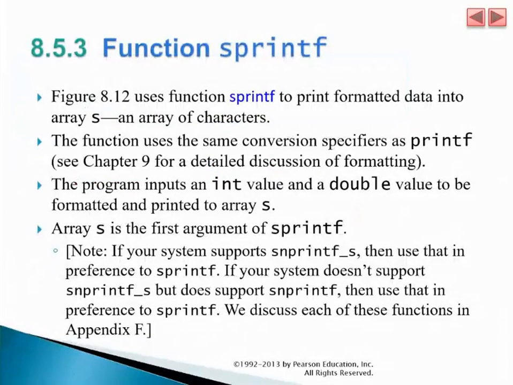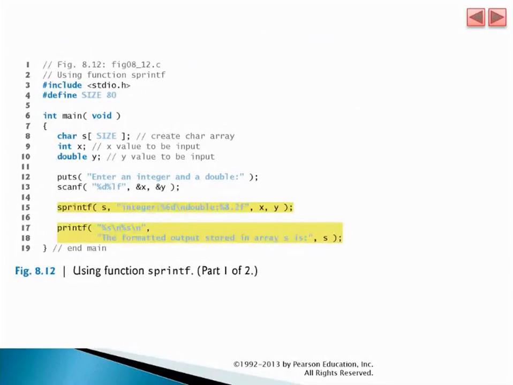All right, now let's talk about sprintf and sscanf. We will see what they do from this program. We again have an array, a character array S of size 80, and we have two variables: x is an int, and y is a double. Now let's see what happened. We call puts, which will print this line on the screen, followed by a new line.